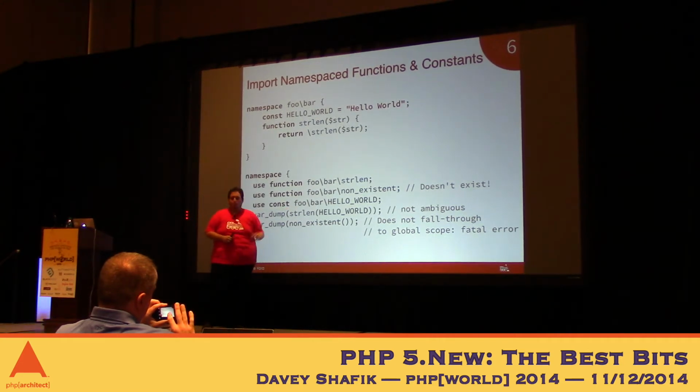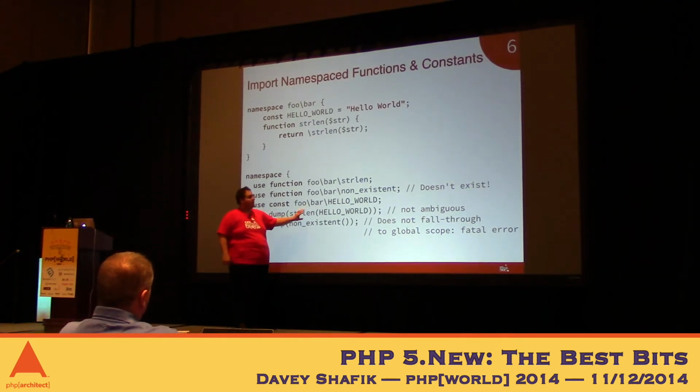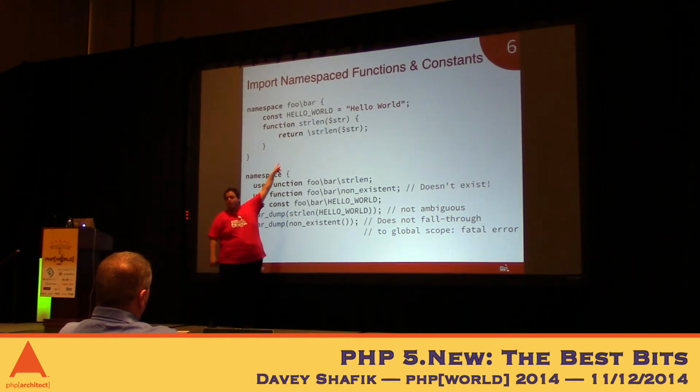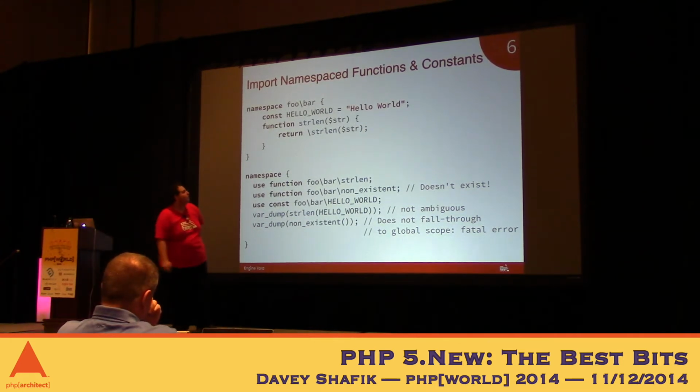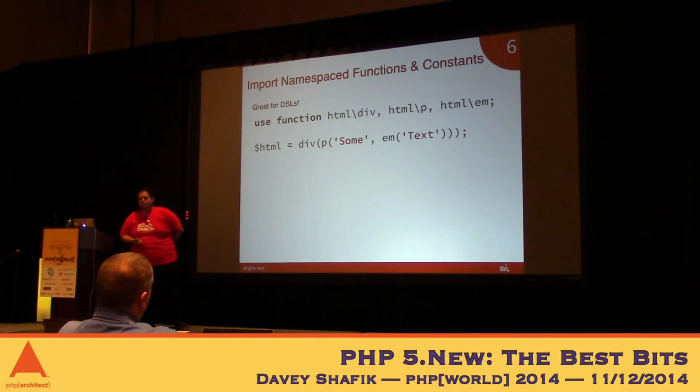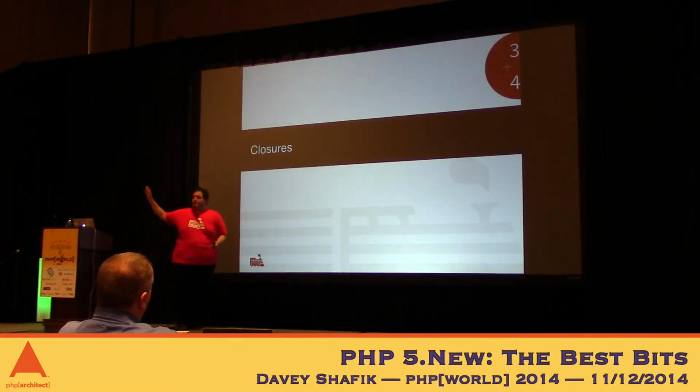Use const foobar hello world, so we're importing all that. So var_dump strlen hello world, this is completely unambiguous now because we've done these multiple imports. strlen is going to be the one we defined up here. Hello world is our constant defined up there. And then as I said, because it doesn't fall through, var_dump non-existent, it'll do a fatal error instead of falling through to the global scope. They're great for DSLs. This is probably the number one reason I can see to use this. That's probably because I see a lot more Ruby than a lot of you guys, so I like DSLs, but yeah, there you go. All right, so any questions on namespaces?